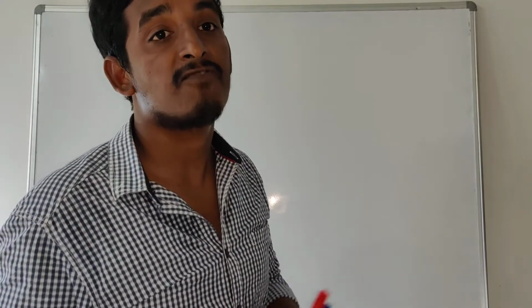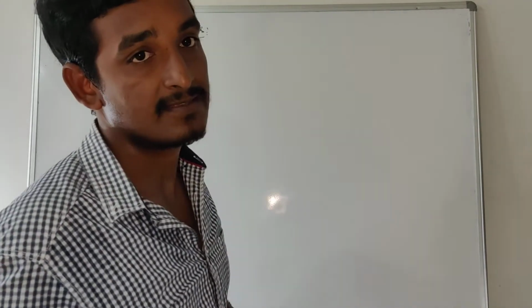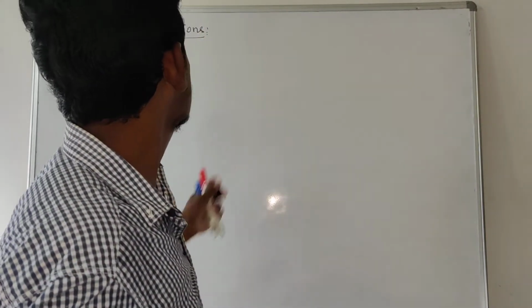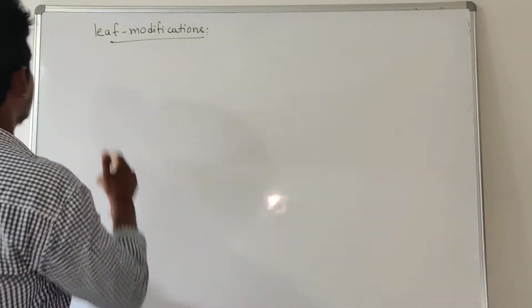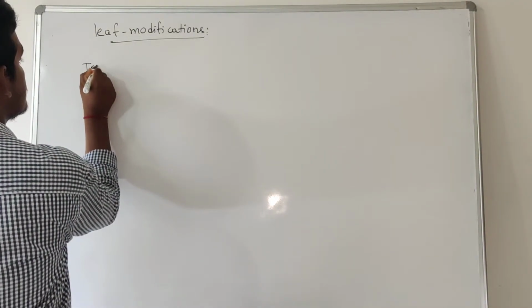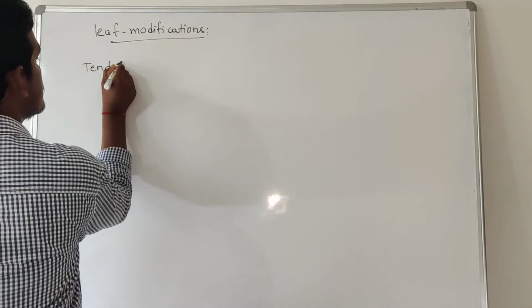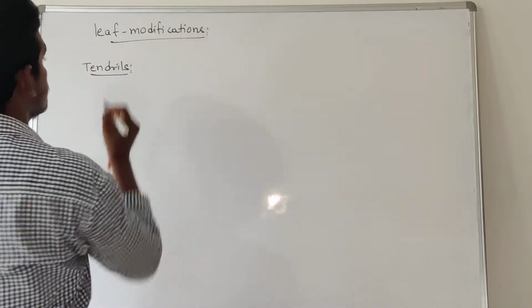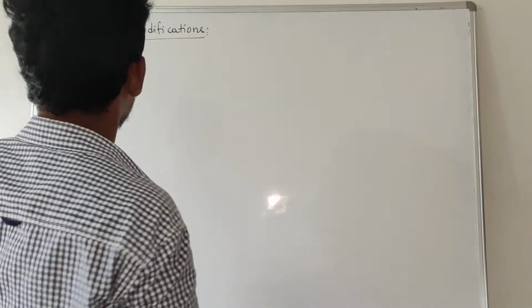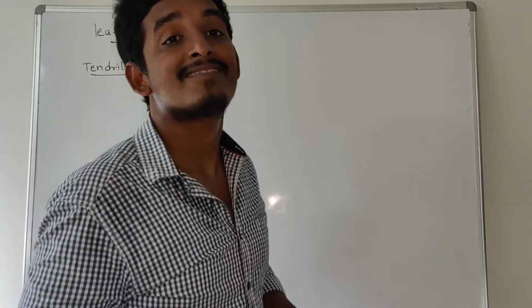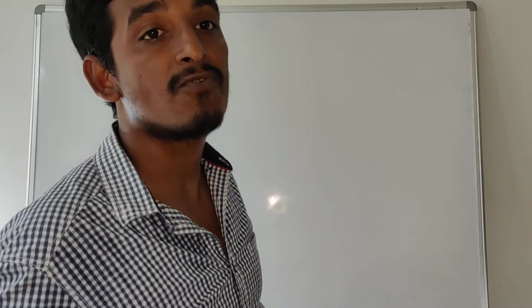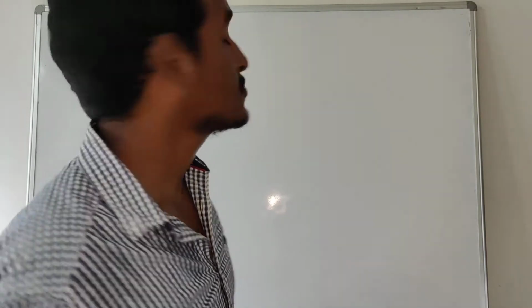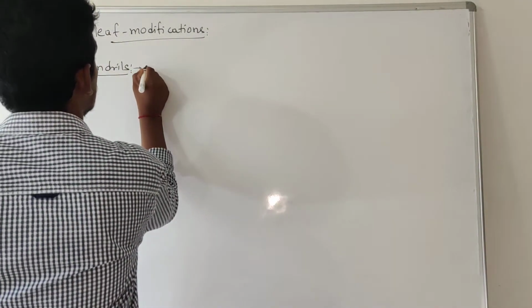So what are the types of leaf modifications? We will discuss all those details in this class. The leaf modifications are of various types. First we are starting with the tendrils. What about tendrils? Tendrils are thin, wiry, coiled, sensitive organs, right?